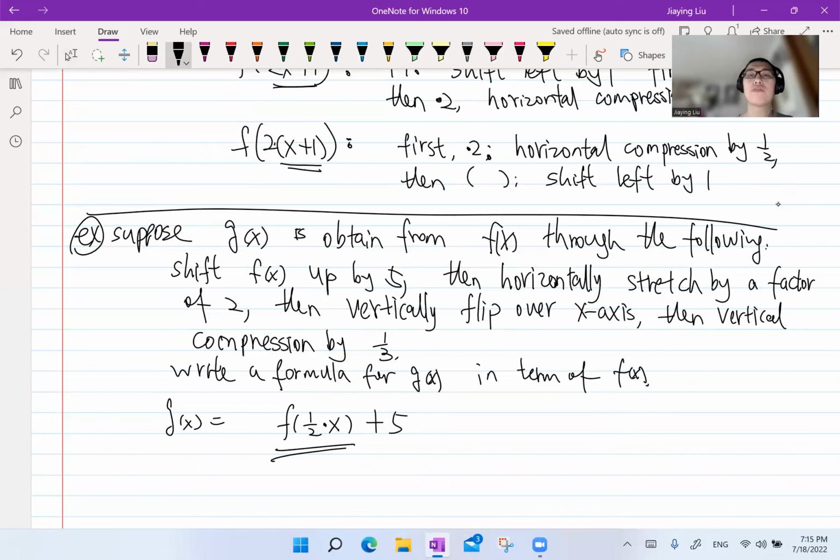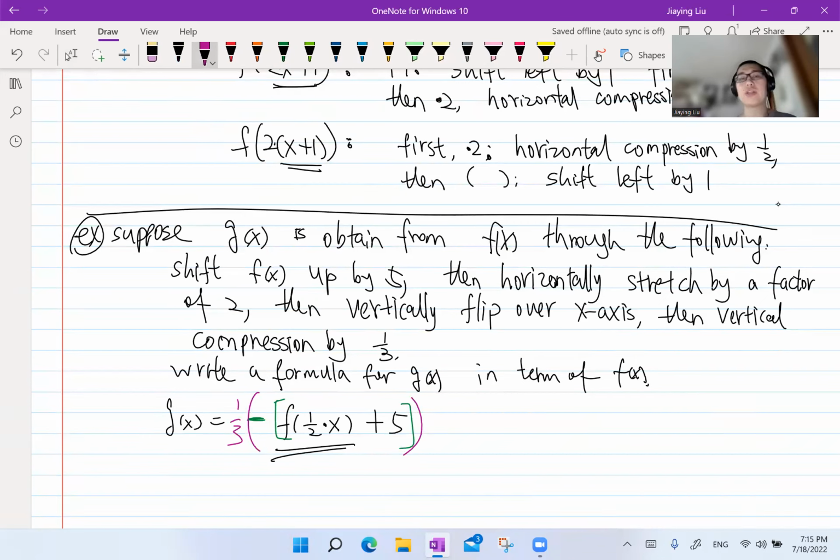And then it says we're going to flip over the x-axis. It's a vertical flip. Now you have to be careful. A vertical flip is not, in this case, simply a negative in front of the y, because we have to add the negative in front of this expression. Because that's what we get, f of 1/2 x plus 5. We're going to take that function and flip it vertically. So it's a negative of the entire expression. And then we're going to vertically compress by 1/3. We're going to take whatever we have and multiply by 1/3.